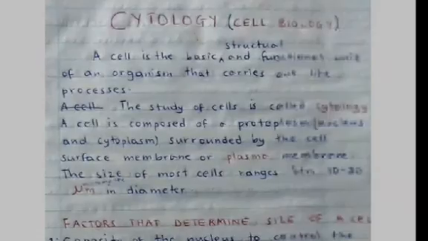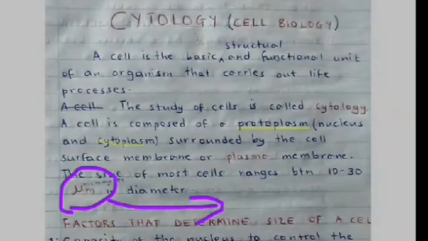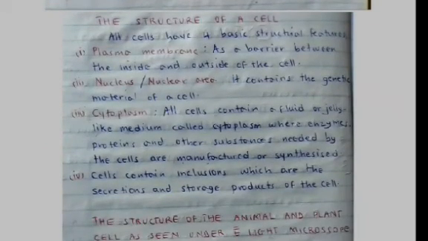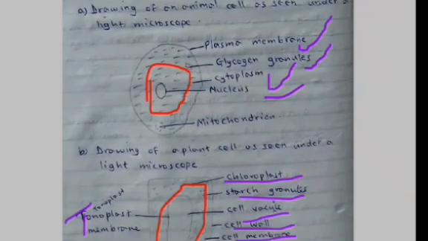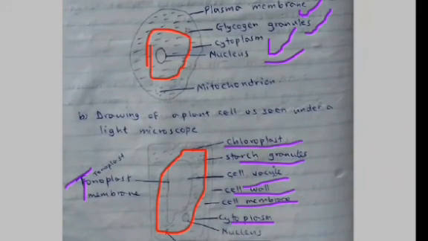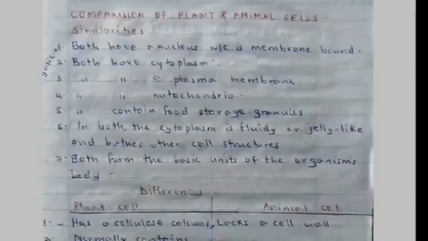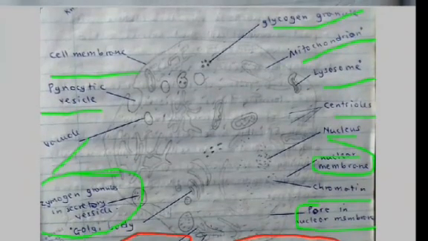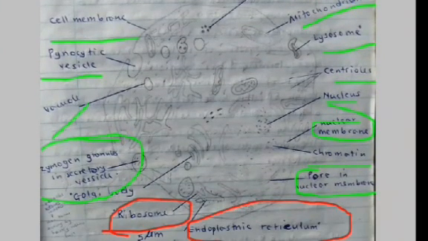So in this lesson we have come to learn many things. We have seen that cytology is the study of cells. Also we have seen the structure of the cell, the four basic structural features that make up all cells in general. Then we have seen the structures of cells as seen under a light microscope. Then also we have seen the structure of animal and plant cells as seen under an electron microscope, and how very detailed it is.